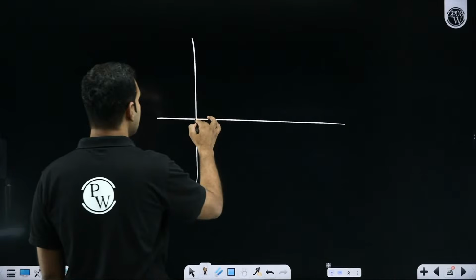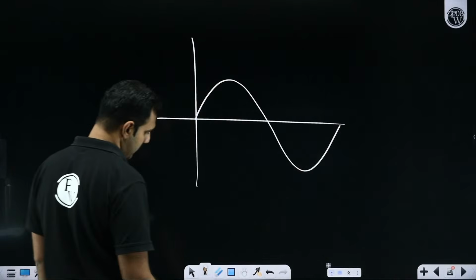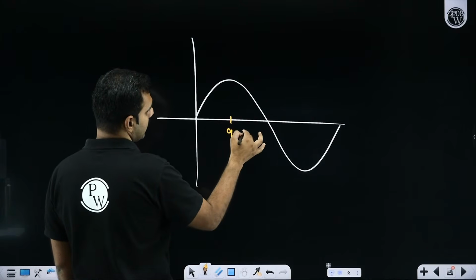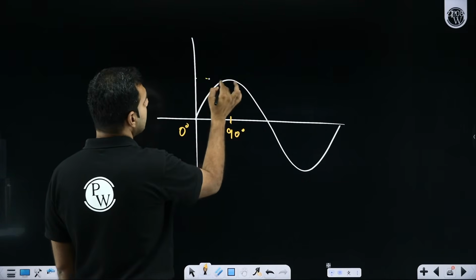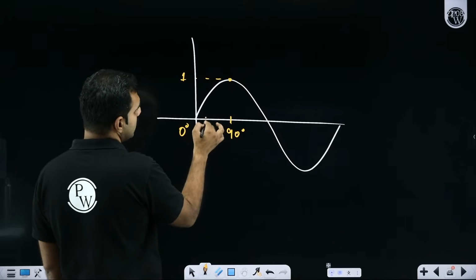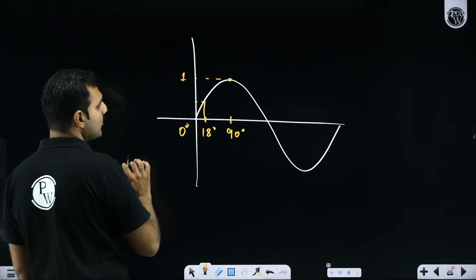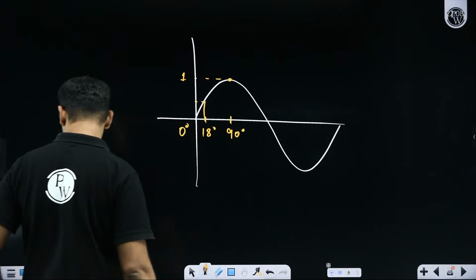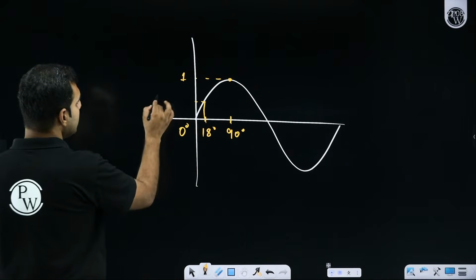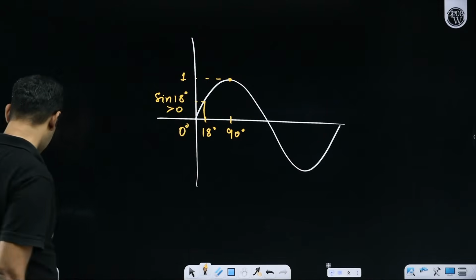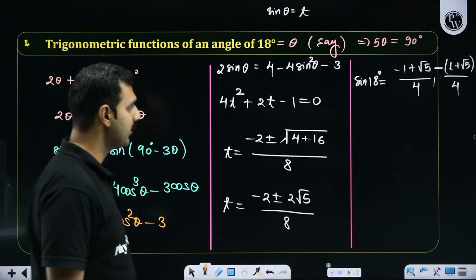Even if it is a rough graph, I could show you this is how the graph of sine theta looks. So if this is 90 degree, this is 0 degree. At 90 we know it is 1. So somewhere here you will find 18 degree. So 18 degree will be something between 0 and 1. So it is definitely positive. I can definitely say that whatever sine 18 degree is, it is definitely between 0 and 1. This has to be between 0 and 1.